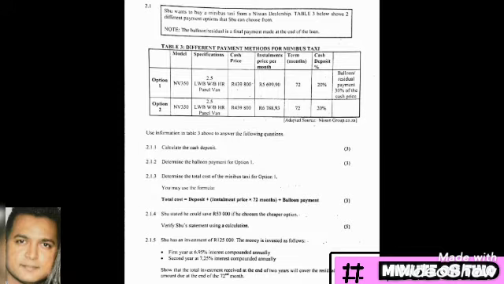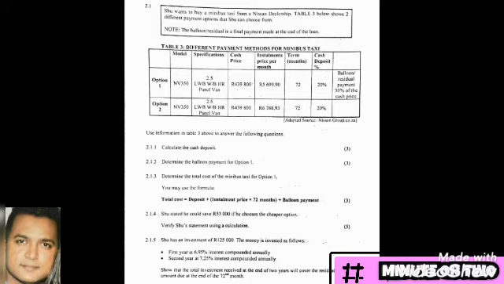2.1.5, Spoo has an investment of 125,000. The money is invested as follows. First year at 6.95% interest compounded annually. Second year at 7.25% interest compounded annually. Show that the total investment received at the end of 2 years will cover the residual amount due at the end of the 72 months.